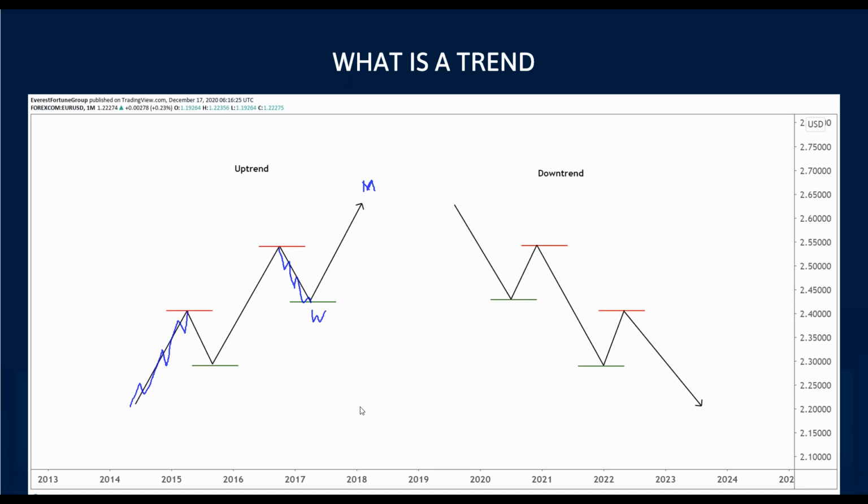Now that is the secondary trend. And let's zoom in even lower. Let's look at the minor trend. So within this uptrend, within the secondary trend, we see minor trends as well. So you guys get an idea.